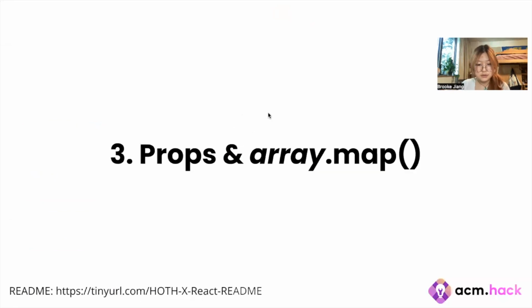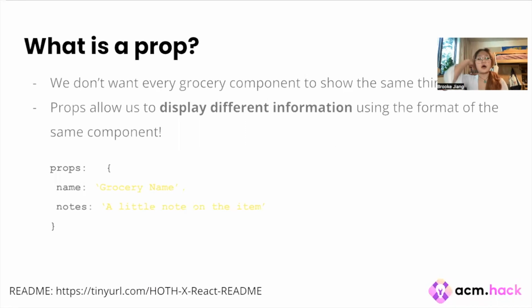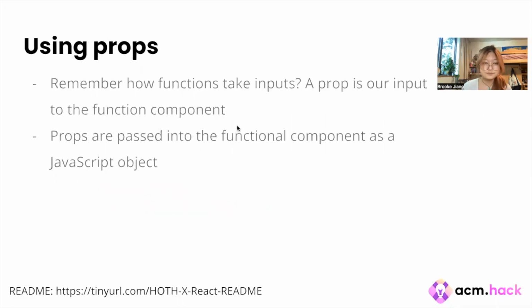This is where props come in handy. What is a prop? Props are there because we don't want every grocery component to be showing the same thing. Props let us display different information using the format of the same component. This is what a prop would look like. It's going to have these different properties, name and notes, and you can put specific names and notes in there. This is not how we are going to code it. It's going to look a little different. It's just to give you a sense of what is inside of a prop.